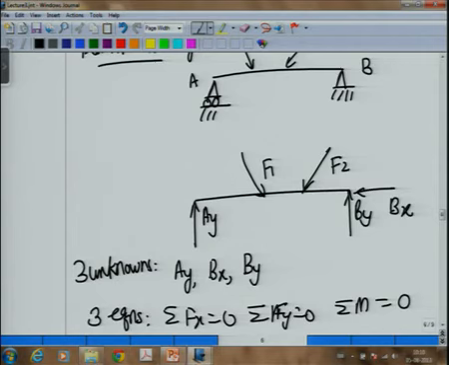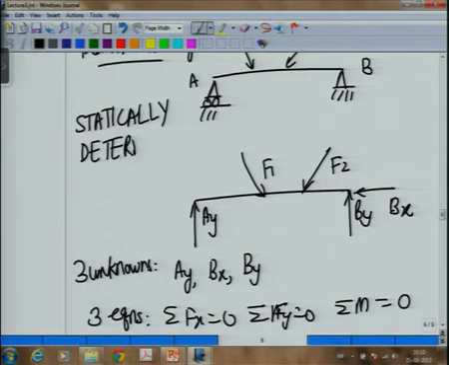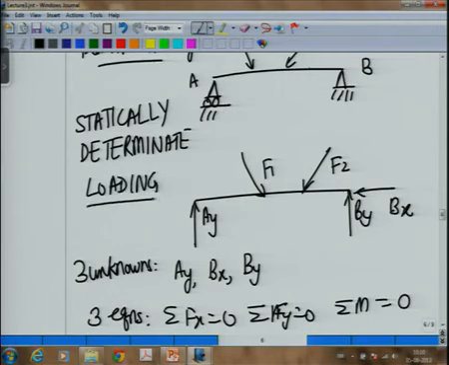Such a case or such a scenario, we call it as a statically determinate loading. That means, in this loading I can find the unknown reactions from equations of statics. I have enough equations and enough unknowns.